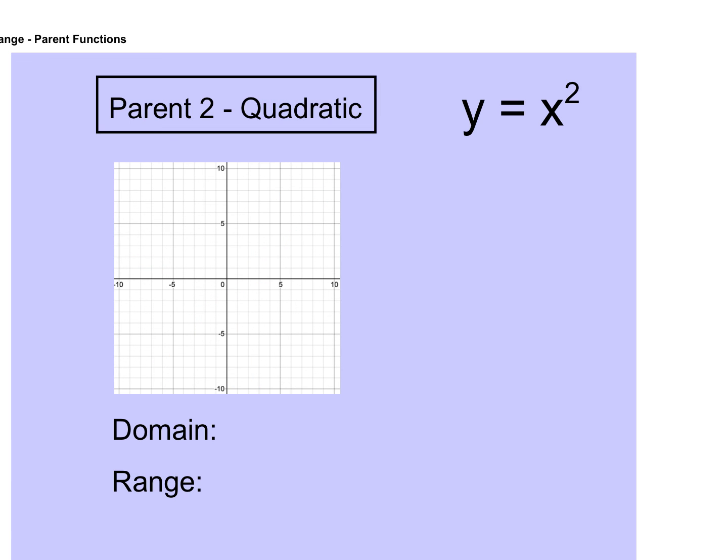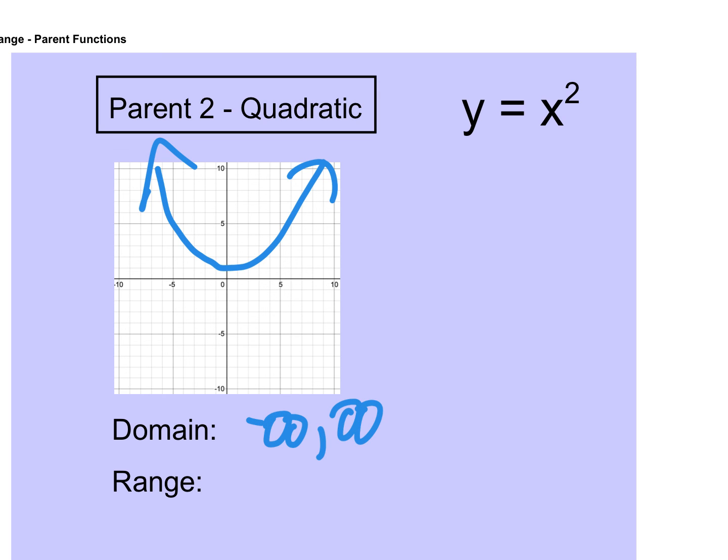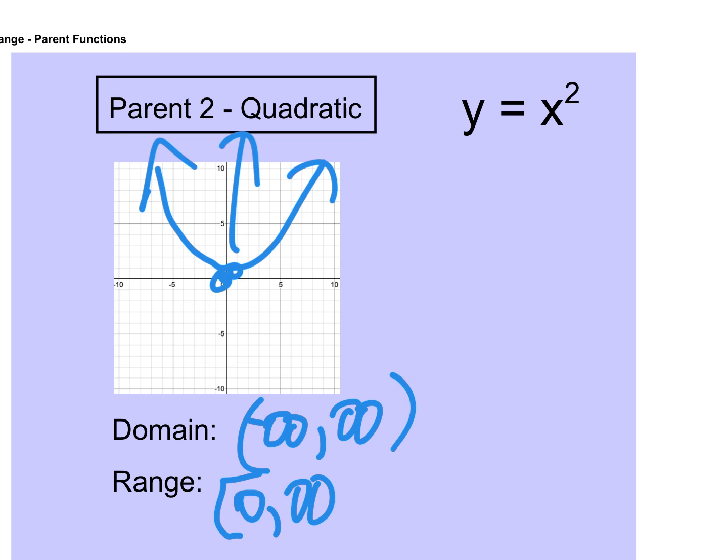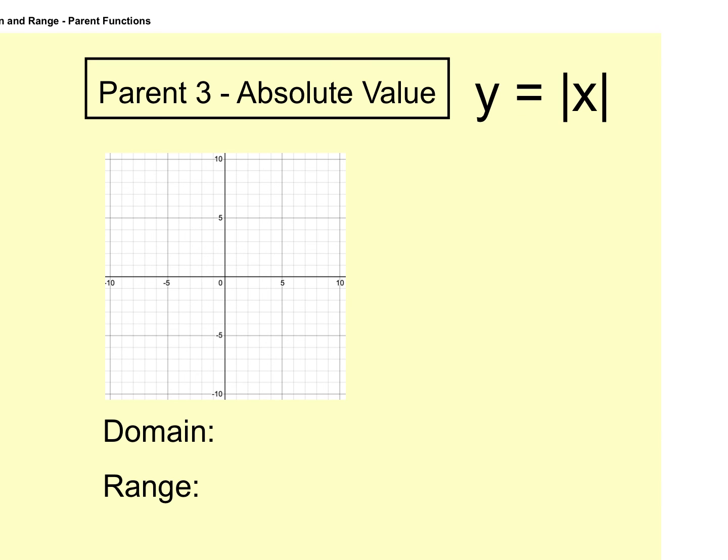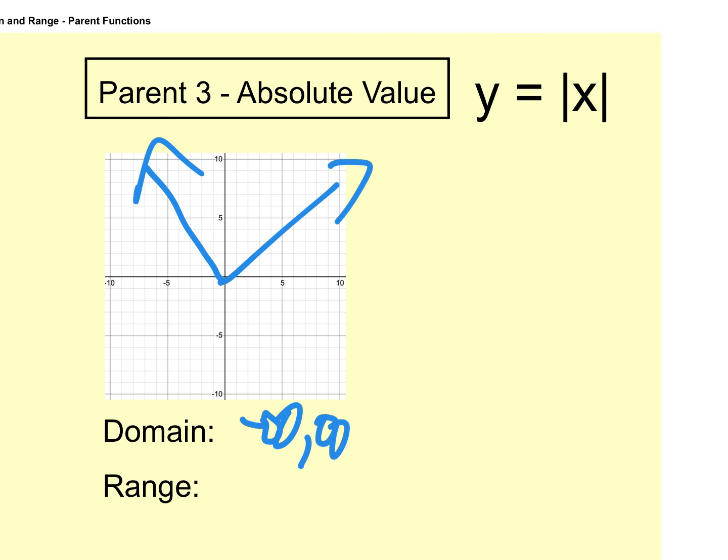Okay, and this quadratic one, we've already done that. And its domain goes forever in both directions. And its range, well, it starts at 0 and it goes up. 0 to infinity. Now you can move them around and then the range could change. And the absolute value is this one. And its domain goes forever in left and right. And its range goes from 0 to infinity. Because it's like this way. This is the range.